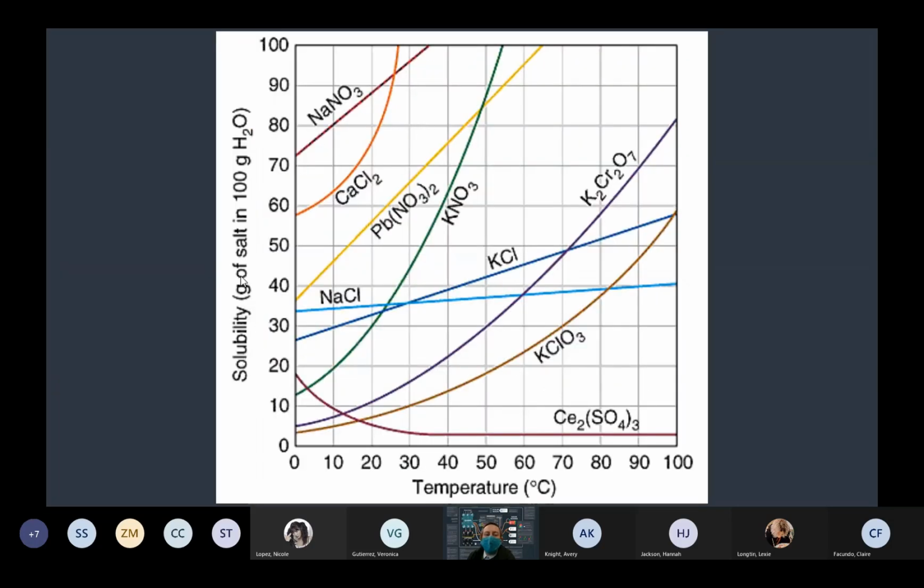So this is solubility, grams of salt per 100 grams of water. Which is least soluble at 10 degrees Celsius? Well, at 10 degrees Celsius, potassium chlorate is the lowest value of solubility. So potassium chlorate is our least soluble at 10 degrees Celsius.